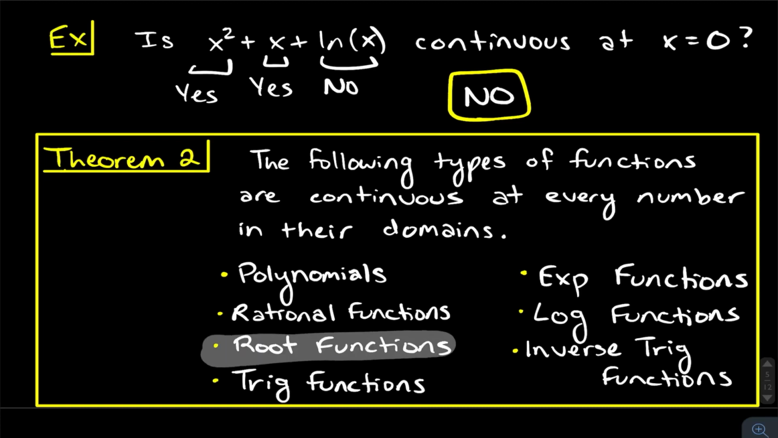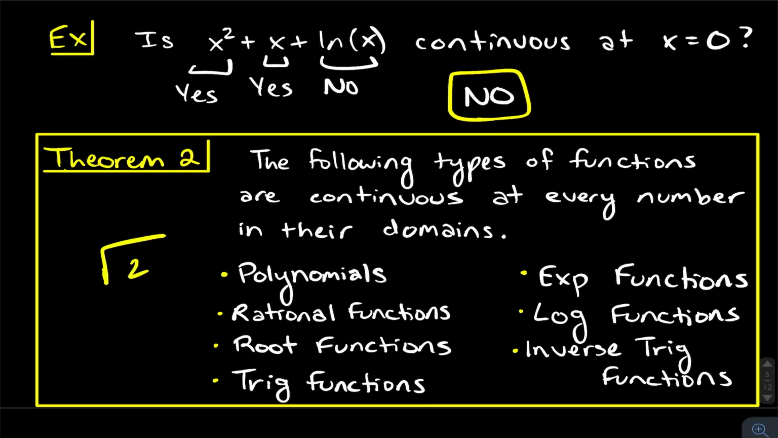You also have root functions. Again, we're talking about in their domain here. So if you have a square root of x, you obviously can't plug in any negative number in there, and so it's not going to be continuous for any negative number. But again, we're talking about the domain, and the domain will match the continuity for this.